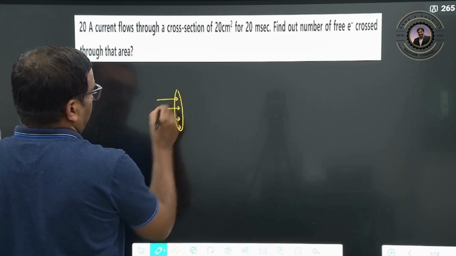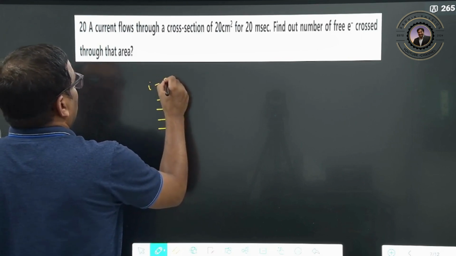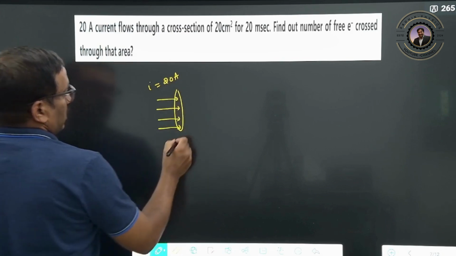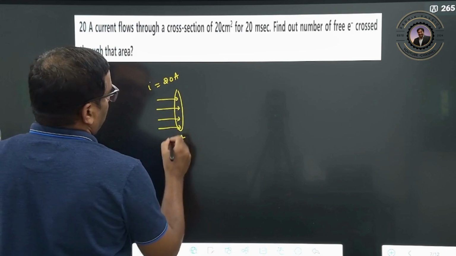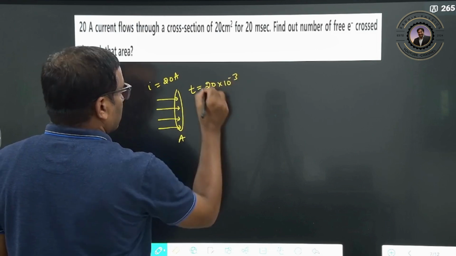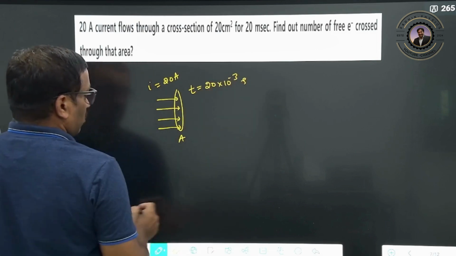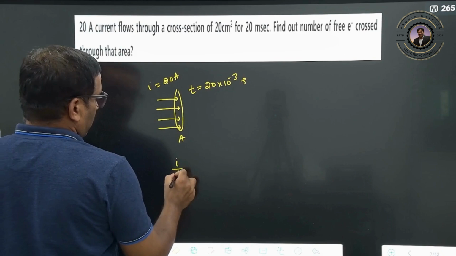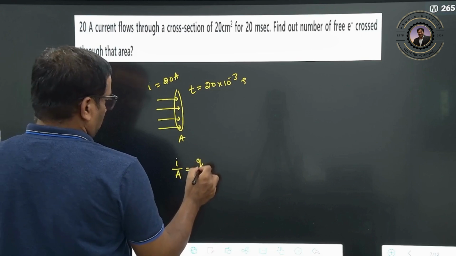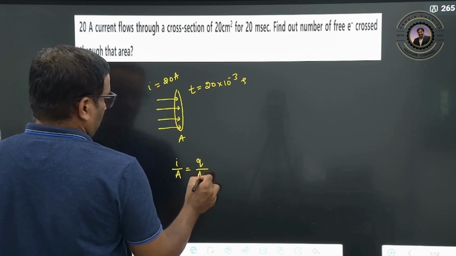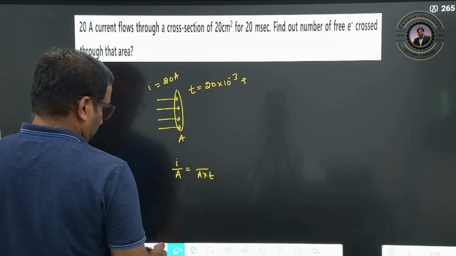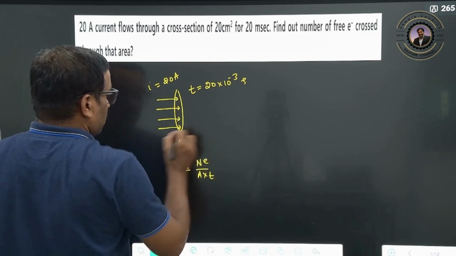Through this area, what is the current here? 20 ampere. What is this area? This is your area. How much time is given? Time is given as 20 into 10 to the power of minus 3 seconds. So current is nothing but charge per time, so charge is current into time, and this charge is nothing but the number of electrons into the charge of the electron.